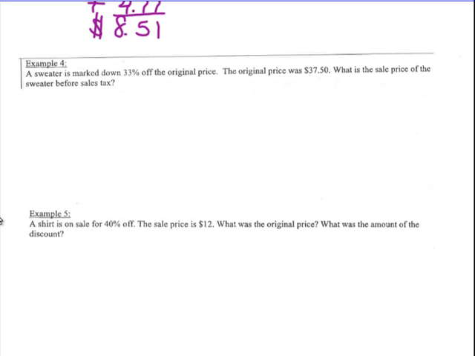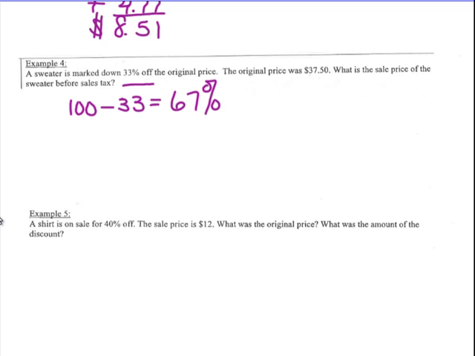So, okay, a sweater is marked down 33% off. Off means subtract. So 100 minus the 33%. The best way to do this would be 67%. It's 67% off. You're going to pay 67%, 33% off, so you're going to pay 67%. The original price is $37.50. What is the sale price of the sweater before the sales tax? So what are you going to pay for it plus tax? Always have to add tax on later, but it's not asking us that.